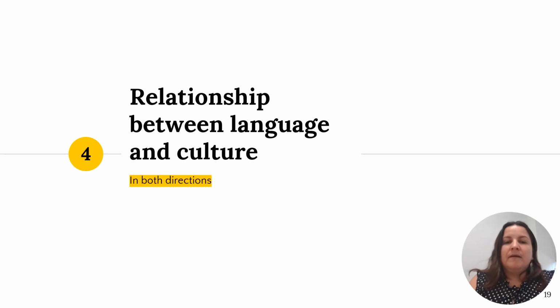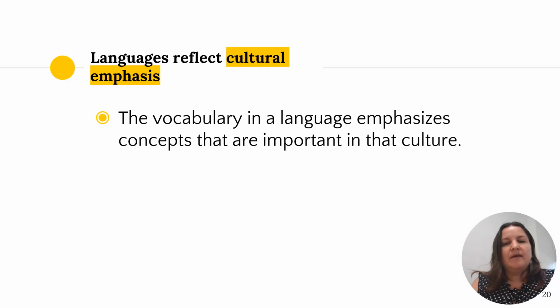Okay. Fourth topic is the relationship between language and culture. This is a relationship that happens in both ways. First of all, languages always reflect culture, right? Languages reflect what we call cultural emphasis. This means that the vocabulary in a language emphasizes the concepts that are important in that culture.